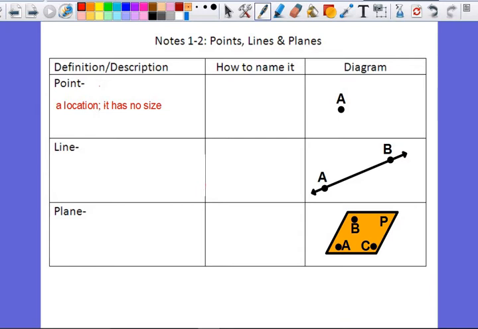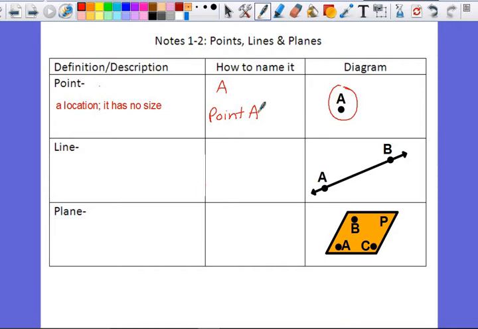A point is a location and it has no size. So over here at the right, you see the diagram of a point. All it has is a dot with a letter to represent what that would be called. So how would we name that? We would either just say A, or you'd write out the word point A. Either one of those would work, but when you read it as point A, it would be the most likely way of seeing it.